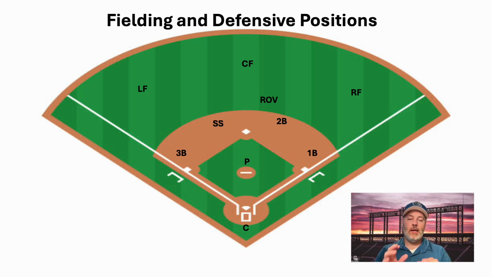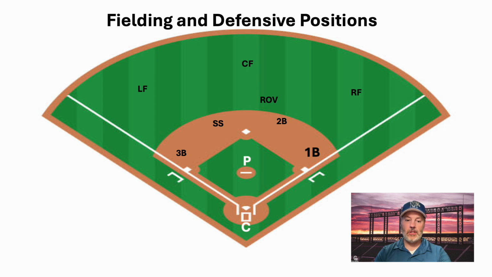This is the fielding and defensive positions on a baseball field. You can see there's 10 different positions on a baseball field because at our age level, we have 10 players. So you can see the P getting big for the pitcher. Then we have the catcher behind home plate.